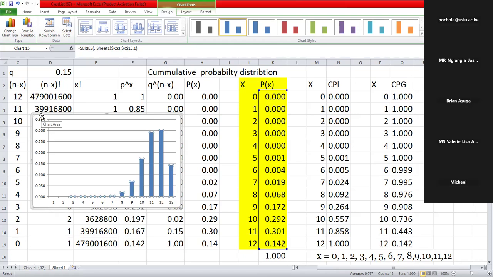The key thing here is the shape of this curve. It is negatively skewed. The longer tail is to the left, meaning that as the number of successful surgeries increases, the probability of success is increasing. That's what it's telling you.